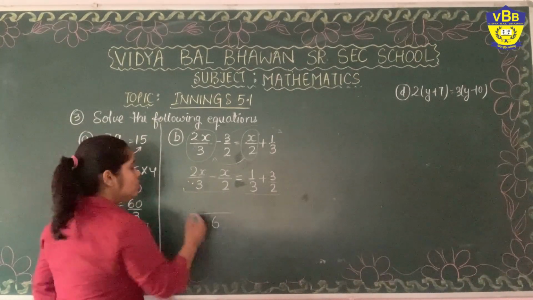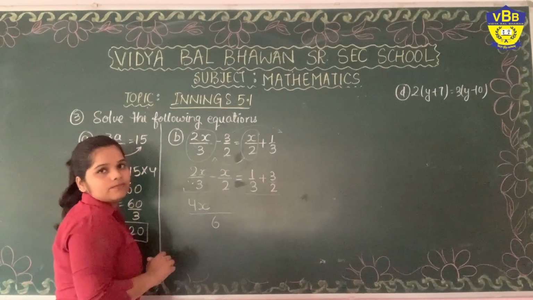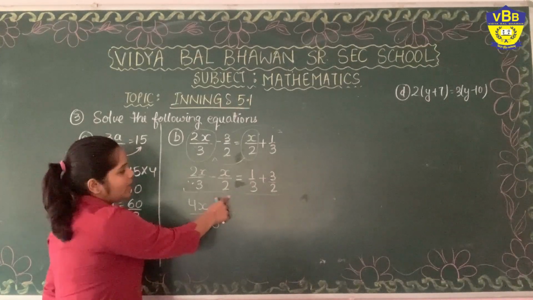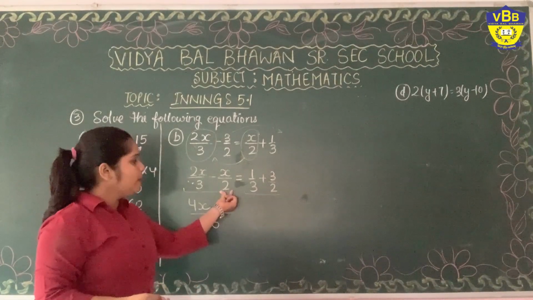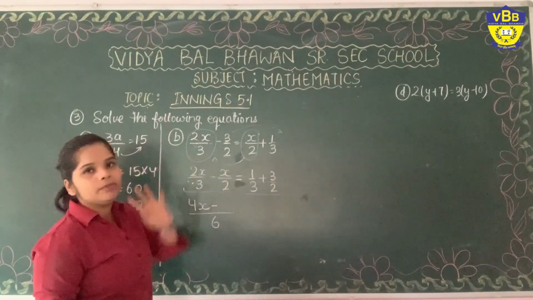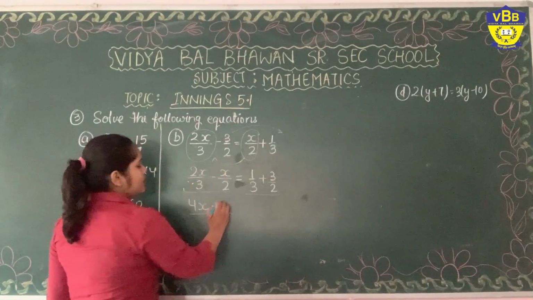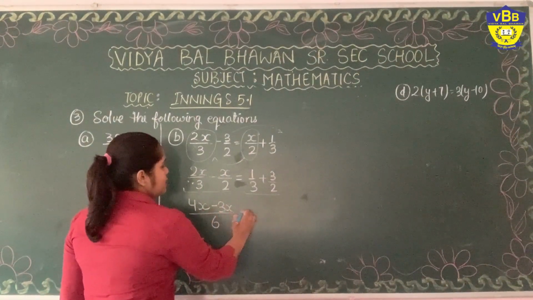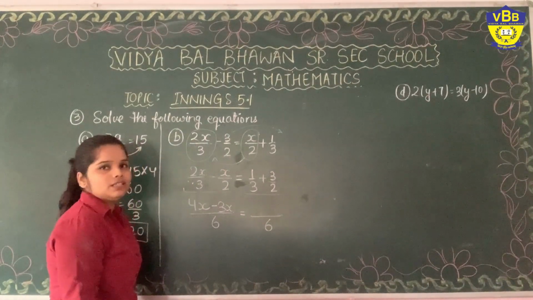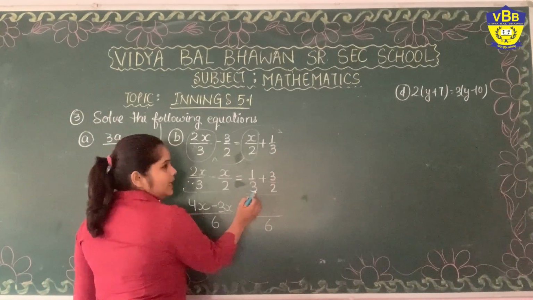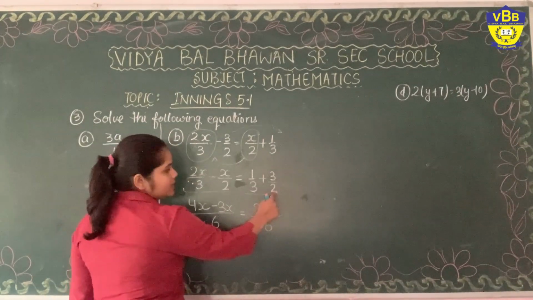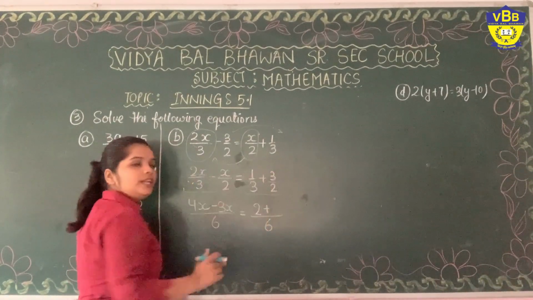2x multiplied by 2 is equal to 4x. Minus sign, if I want to make this 2 as 6, I will multiply it by 3. So the numerator will also be multiplied by 3. 3 multiplied by x will be 3x. Similarly on the right side, take the LCM of 2 and 3, which is 6. Again, to make it 6, multiply by 2, so multiply the numerator by 2. To make it 6, multiply by 3, so multiply the numerator by 3.